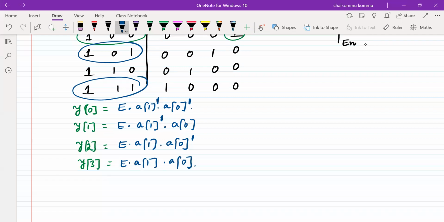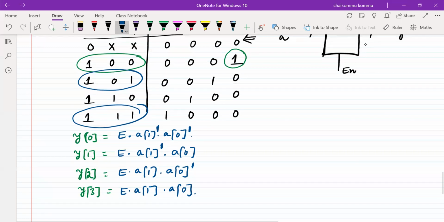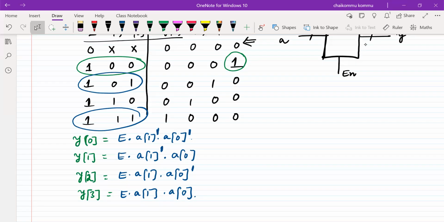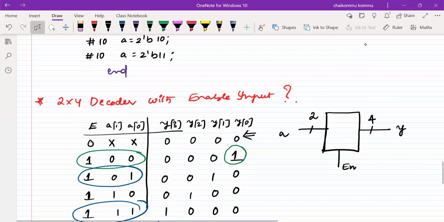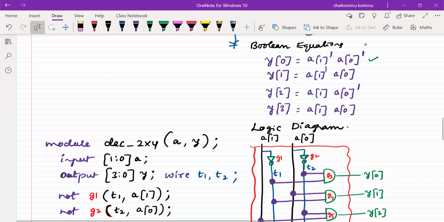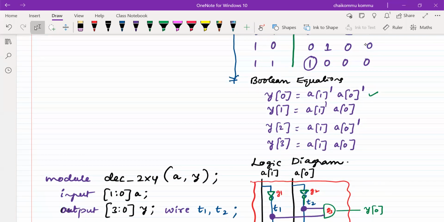If you compare with and without enable signal, whatever we have derived previously for Y0, Y1, Y2, Y3, here we just have to include the enable signal. That's all. So if you compare the first equation, for example, this is the first equation. I'll copy and then paste it here.